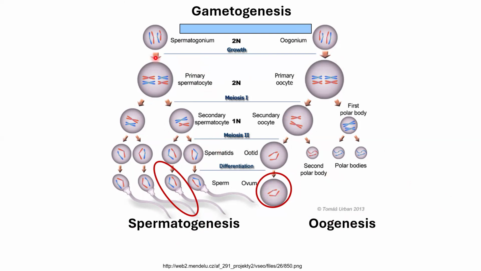So in spermatogenesis, you end up with at least four. In oogenesis, you get one egg out of every oocyte that's produced. And you get three polar bodies in the process.